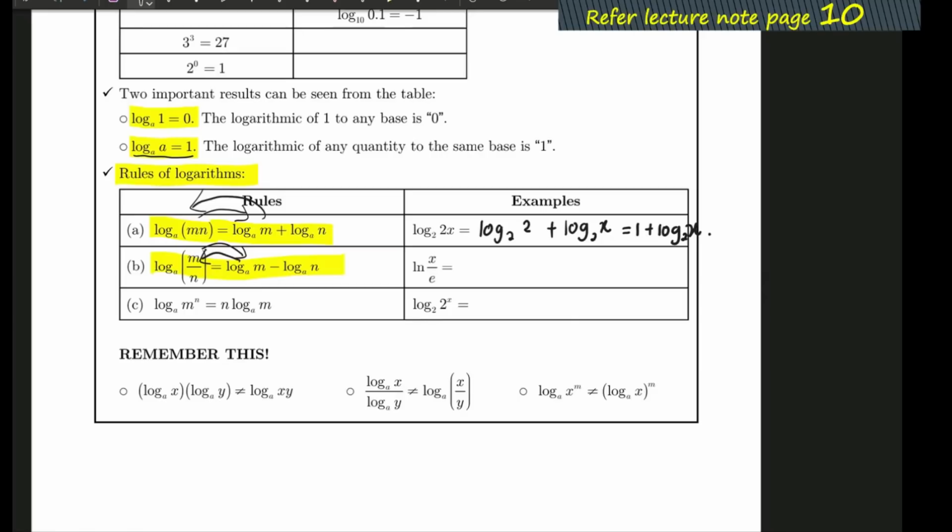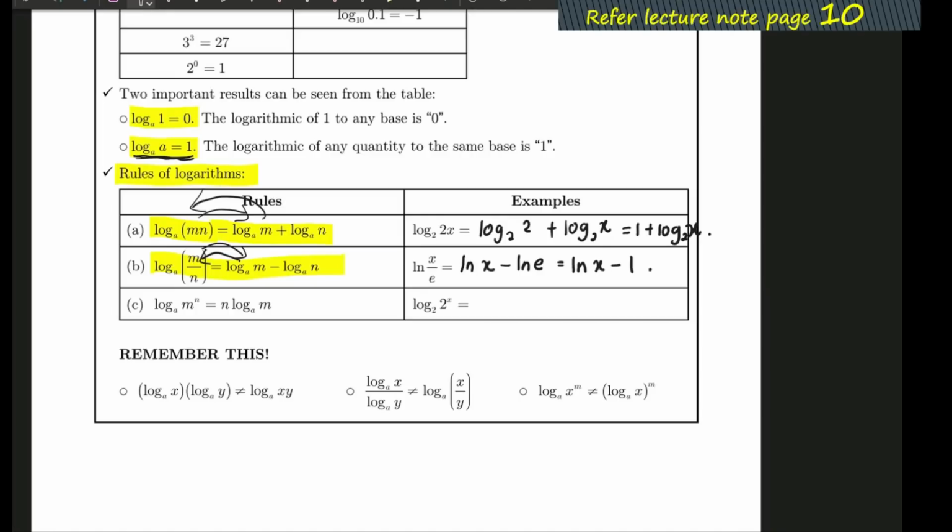So here we have the example ln of x over e. Remember, ln means the base is e. So ln x minus ln e. Ln e is equal to log e base e, and still we are using this rule here. Log e base e itself will become 1. So the final answer will give you ln x minus 1.